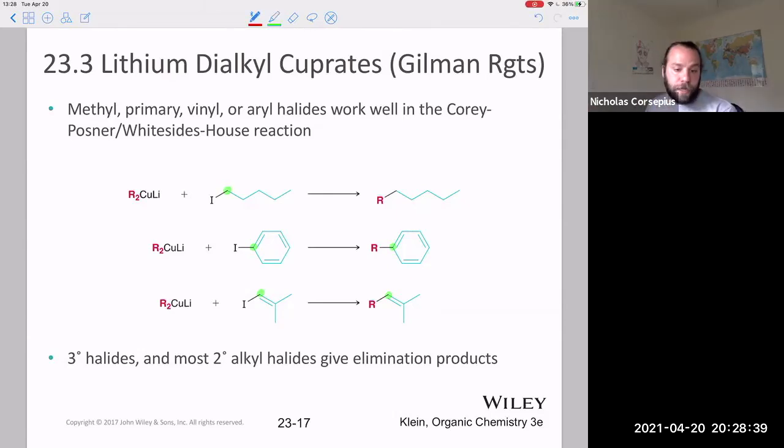With regard to the other alkyl groups, tertiary alkyl halides or secondary alkyl halides, the real problem is that you have competition with elimination reactions. So you're not going to get these purely substitution products. So that's why we've limited the R group that can be on our alkyl halide.